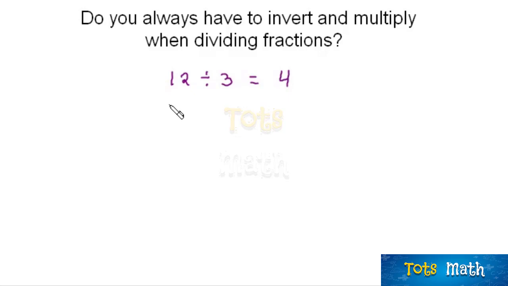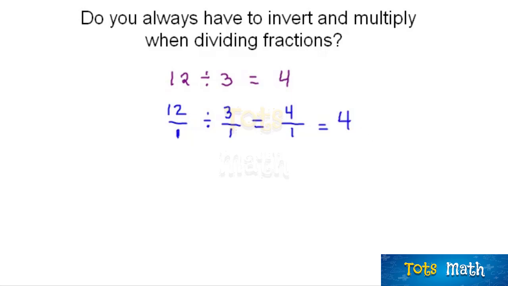Now the problem becomes 12 over 1 divided by 3 over 1. In this example, the first numerator is a multiple of the second numerator, and the first denominator is a multiple of the second denominator. So we can just divide directly. We get 12 divided by 3 equals 4, and 1 divided by 1 equals 1. And 4 divided by 1 is simply 4.